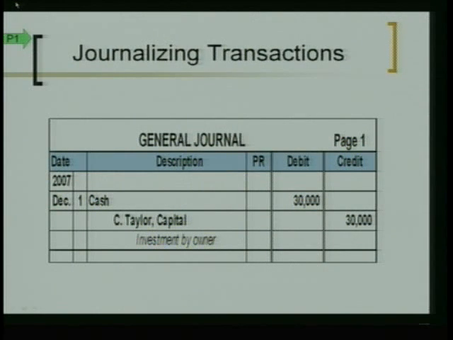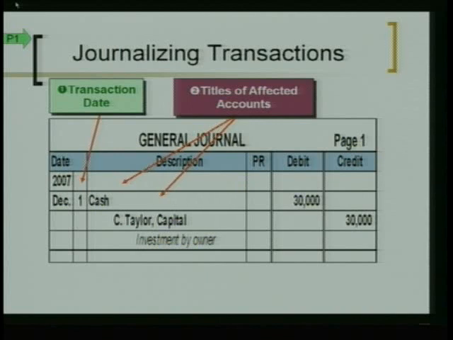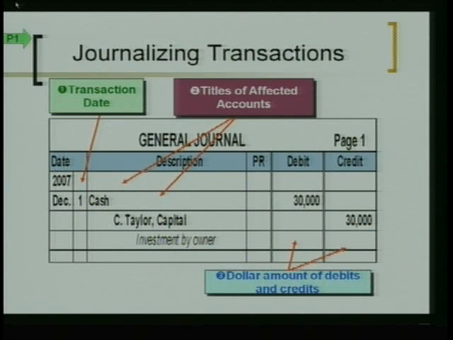This is another example of a journal entry. A couple things about here. There's the date. Usually you like to put the date out there to the left. Now the journal entry that I did didn't have a date. Then you list the accounts that are being affected. You can see that they scooted over that Capital, C. Taylor account. They indented it because it's being credited. Then you list the dollar amounts of the debits or credits.